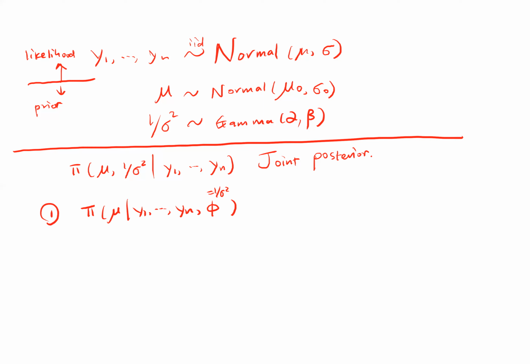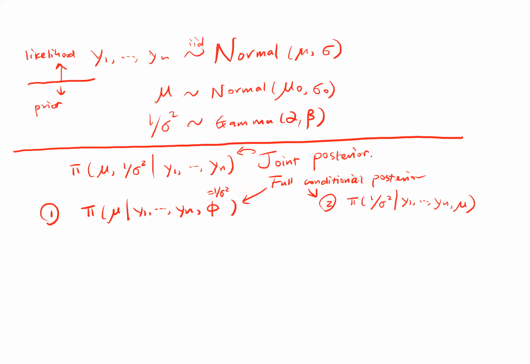So you need to work with piece 1. You also need to work with piece 2, which is 1 over sigma squared given the data as well as the mean. So the joint posterior is when mu and sigma squared or 1 over sigma squared are considered together. But the new definition, the full conditional posterior distribution, is exclusively defined to be looking at one parameter at a time and given everything else.